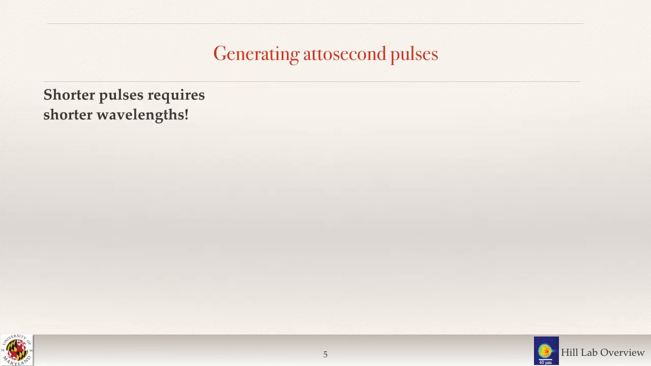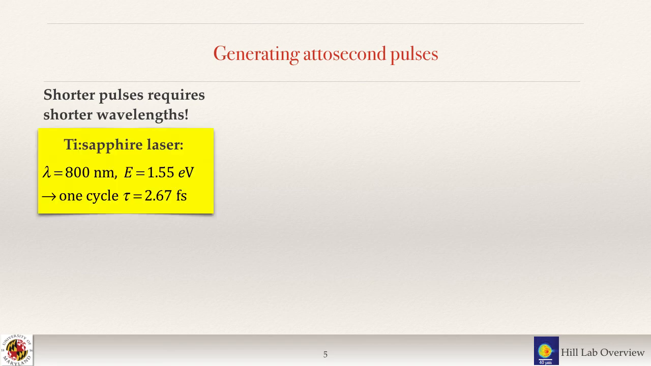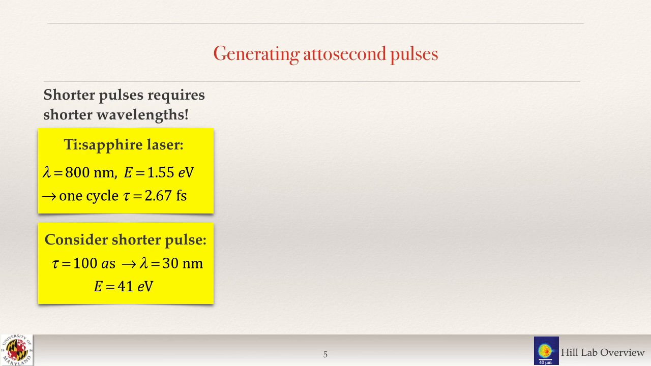Now, as I mentioned, we want to look at what happens when electrons move around. Since electrons are much lighter, we need much shorter pulses. Well, shorter pulses correspond to shorter wavelengths. It's easy to see that here in the Ti sapphire at 800 nanometers, which we used in the previous experiment. It has a single cycle time of about 2.67 femtoseconds, meaning that we cannot get a pulse any shorter than that. On the other hand, if we wanted a 100 attosecond pulse, then we're going to need a wavelength of about 30 nanometers. So how do we generate such short pulses?